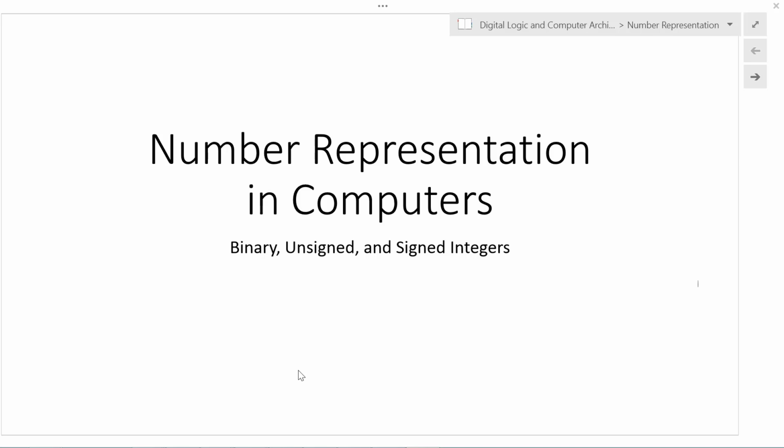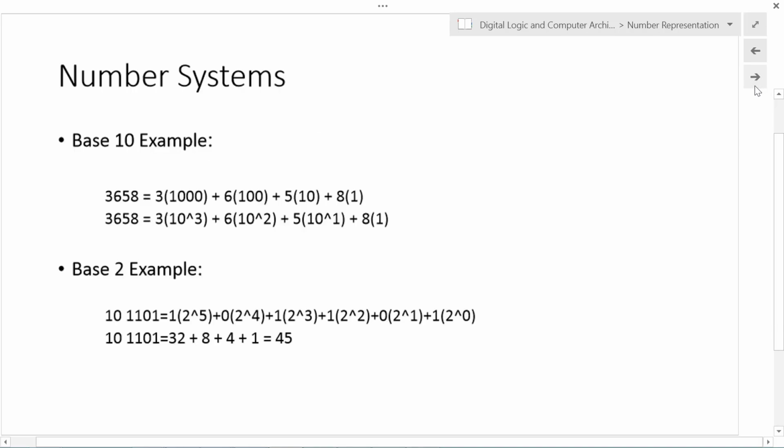This video discusses number representation in computers, specifically binary, unsigned, and signed integers. So what kind of number systems do we normally deal with? Our regular number system is a base 10 number system called decimal. Now the decimal number system has 10 digits, 0 through 9. And these 10 digits form the base 10 system.